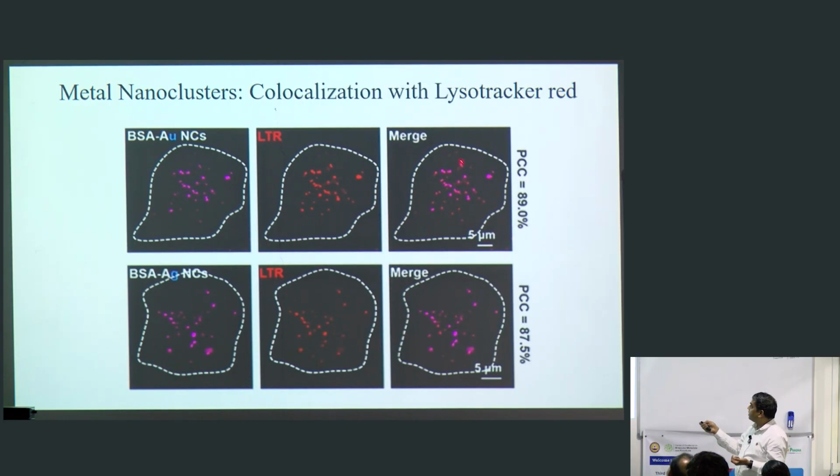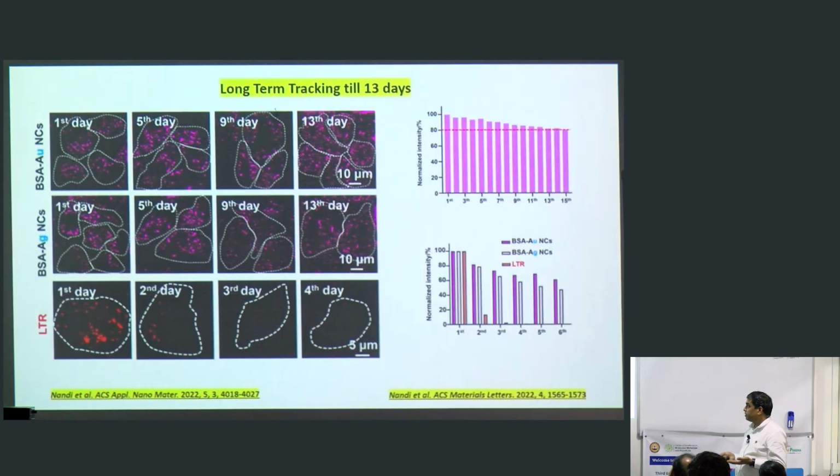You can see there is a very nice co-localization, with a Pearson correlation coefficient, which basically measures how close they are to each other, of 89%, which is quite high. Normally, if you have 70%, or 0.7, we can say that they are co-localized. But here you can see it is highly co-localized in both cases, gold and silver, right?